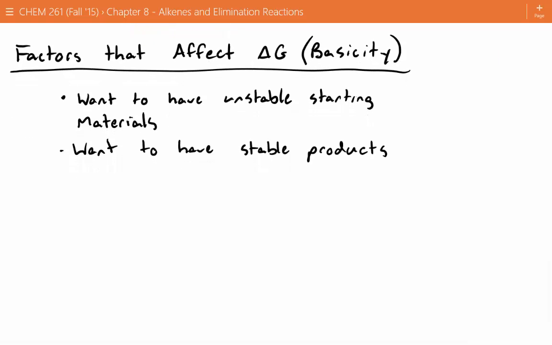So if we think about it, would we want a stable or unstable base for the first step? For our starting material? Unstable. So basically all this is saying is we want to use an unstable base or a reactive base. And this second part is basically saying that we want a stable conjugate base.